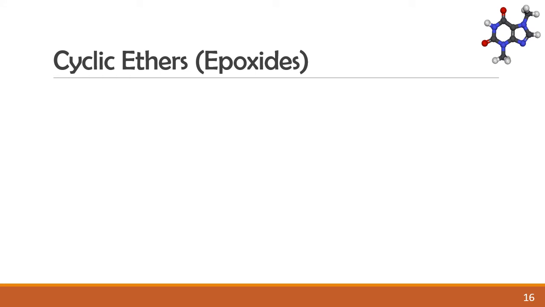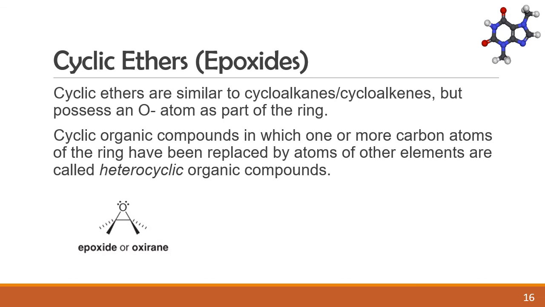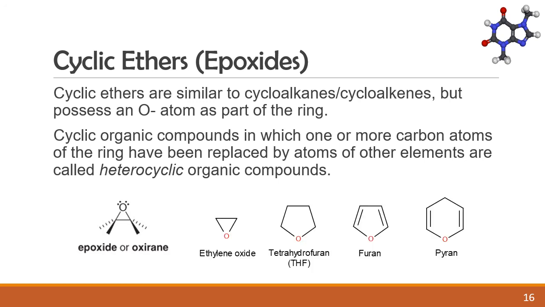Ethers can form cyclic compounds which are called epoxides. Cyclic ethers are similar to cycloalkanes or cycloalkenes, but they possess an oxygen atom as part of the ring. Cyclic organic compounds in which one or more carbon atoms of the ring have been replaced by atoms of other elements are called heterocyclic organic compounds. Examples of epoxides are ethylene oxide, tetrahydrofuran, furan, and pyran.